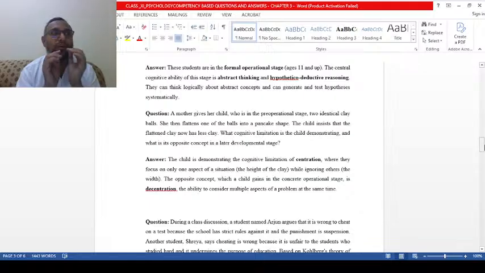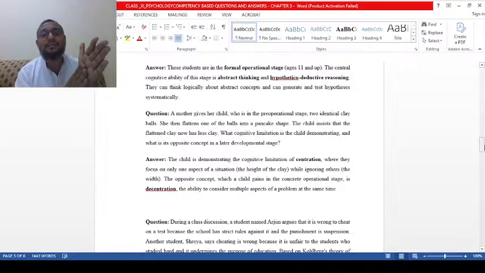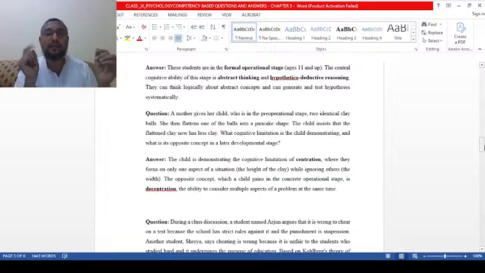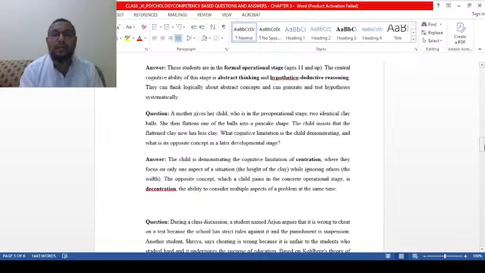See, this is called centration. Same like conservation, centration it is. Centration is what exactly? 2 equal balls of clay we give. After the child plays, the child understands both the 2 are equal. Now the mother takes one and makes a pancake, means she is rolling that one. Now the child will say that the rolled one is a bigger one. Now the opposite concept which a child gains in the concrete operational stage is decentration actually.